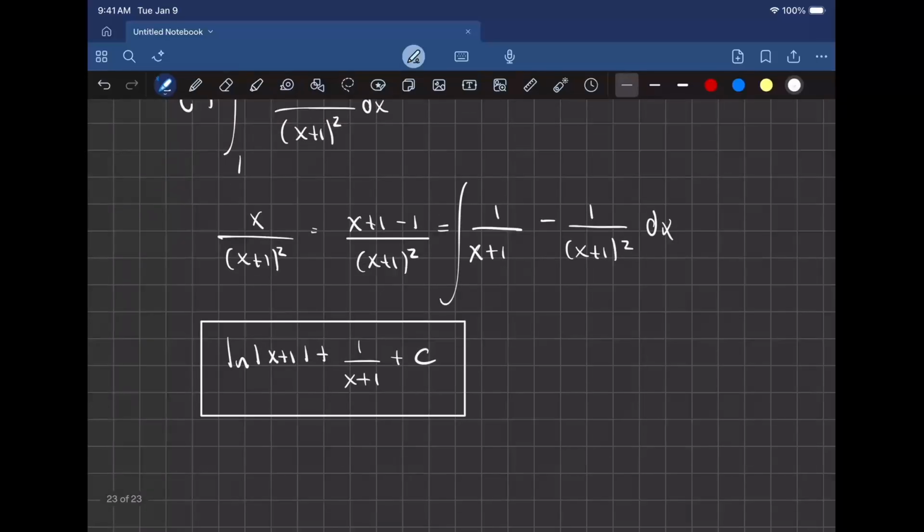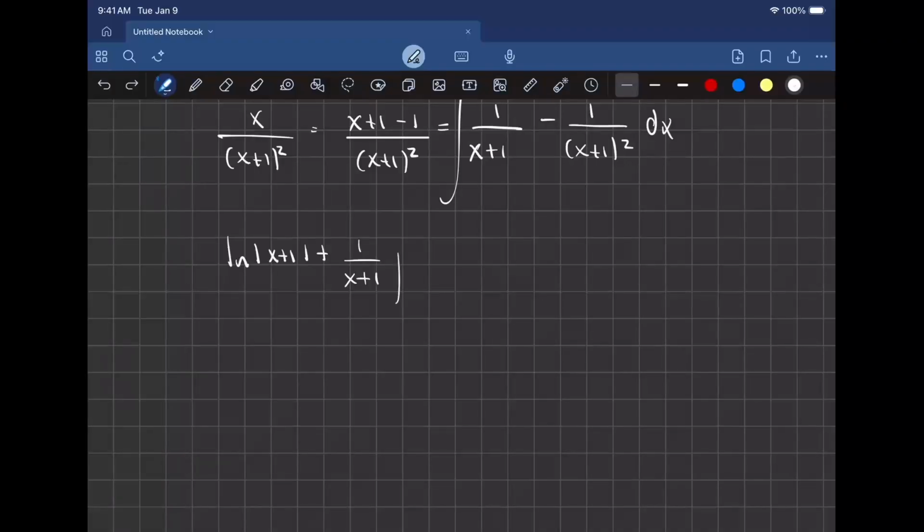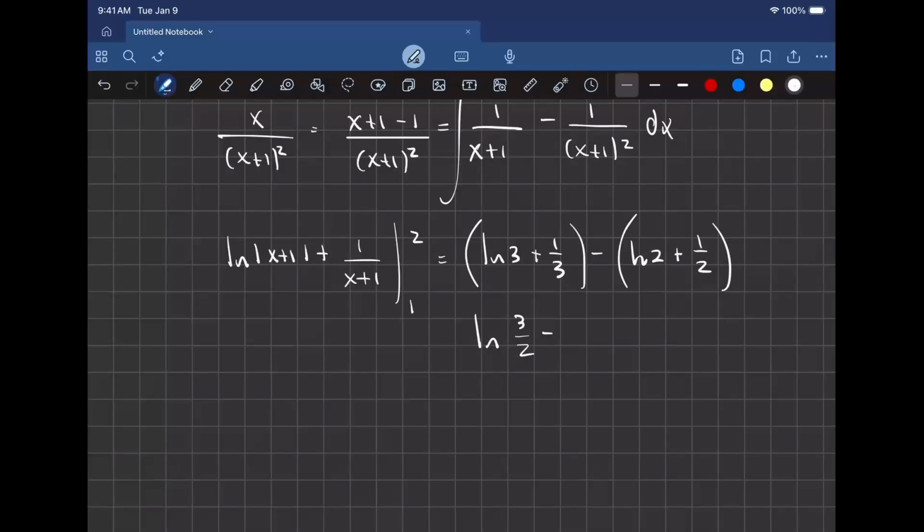And we are evaluating from 1 to 2. So evaluating from 1 to 2 will give us ln 3 plus 1/3 minus ln of 2 plus 1/2. We could write it like that, or I think we could do ln 3/2 minus 1/6. And this is your solution. So pretty simple, nothing too crazy.